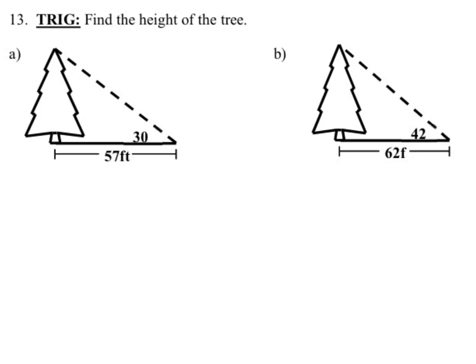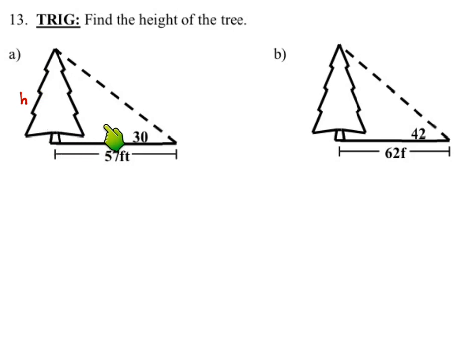Number 13 is going way back in time to trigonometry. This is going to be an essential thing in Math 3, so we need to make sure we remember this. We're looking for the height of the tree. Well, the height of the tree, we're going to put an H there. H represents the height of the tree.